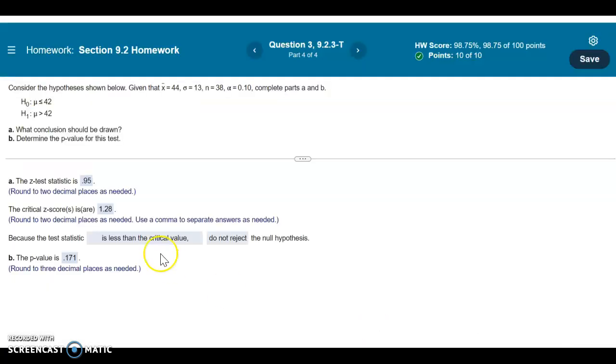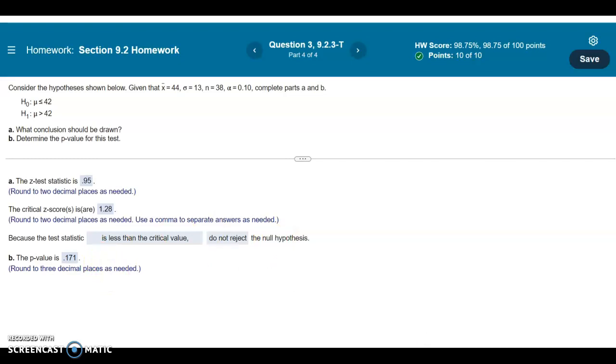Okay, so our test statistic, we got 0.95. That was the formula. The critical Z-score, the 1.28, that was in your book, and you can write those critical Z-scores down to help you. And because our test statistic was less than the critical value, we do not reject the null.